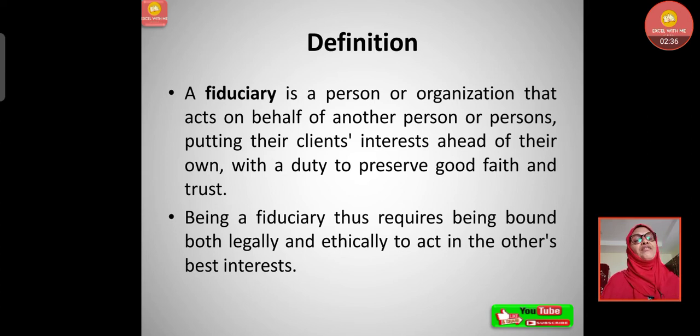So let's see the definition of a fiduciary. A fiduciary is a person or organization that acts on behalf of another person or persons, putting their client's interest ahead of their own, with a duty to preserve good faith and trust. Obviously, just now I gave you one example. If I am doing any research study on secondary school students, I should have good rapport with them. What should be my duty? I should have my interest to work to solve those problems related to the school students with my research study. Being a fiduciary thus requires being bound both legally and ethically to act in the other's best interest. Obviously, we should have some ethical values when we are doing any research studies. We should not mislead the data or anything.